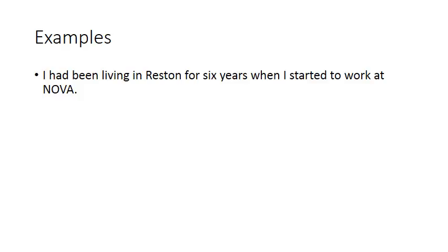So these are sentences about me. So I had been living in Reston for 6 years when I started to work at Nova. Now again, we have two events. The first one is that I had been living, right? And the second one is I started to work. Now, the first event was continuous, was ongoing. So it had started 6 years ago and was continuing for 6 years when it was interrupted by the second event, which was I started to work. Okay? In this case, the second event doesn't end the first one, but it comes in the middle of it.